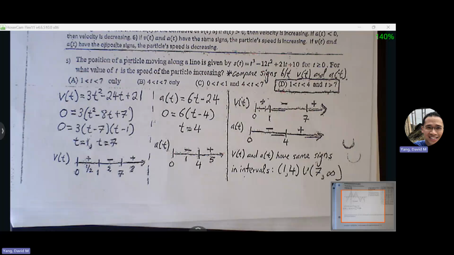Page 14, number 5, particle motion. Speed is increasing whenever velocity and acceleration have the same signs. So create your velocity sign line, create your acceleration sign line, line up your two number lines, and then look to see where velocity and acceleration have the same signs.